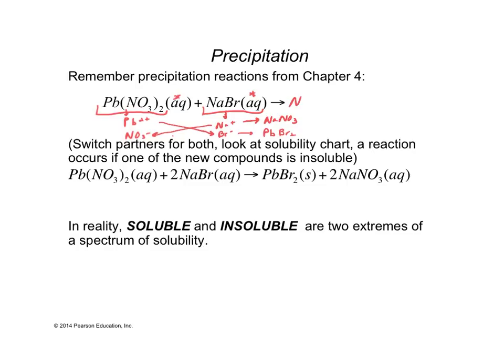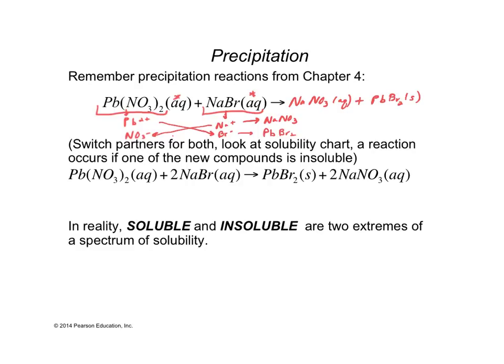Then I would write them up here as their little cells, and look up whether or not they were soluble in the solubility table. Sodium nitrate would be soluble. Lead bromide, though, would not be soluble. The table says lead bromide forms insoluble compounds, so we would write that as a solid, and that would be our precipitation reaction. We predicted that by exchanging the partners of the two reactants.